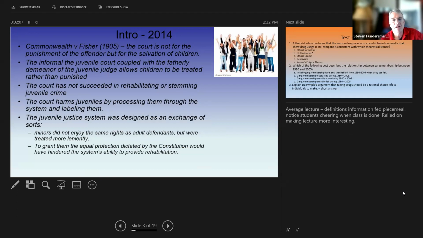As you can see here, lots of words, teaching to a test, not a lot of concepts, more or less working towards that multiple choice test. And those students that you see in my upper right corner, I think were actually cheering at the end of the lecture that day.